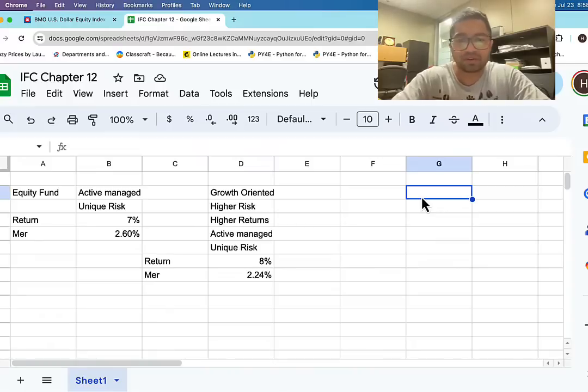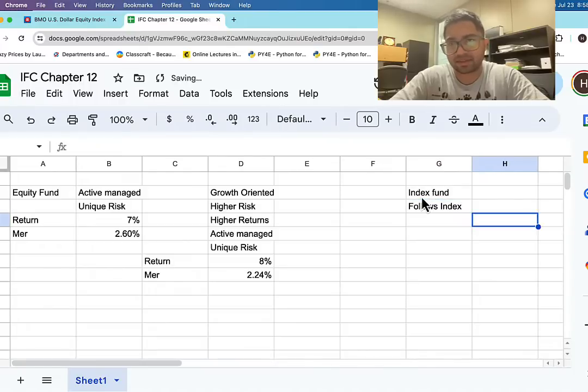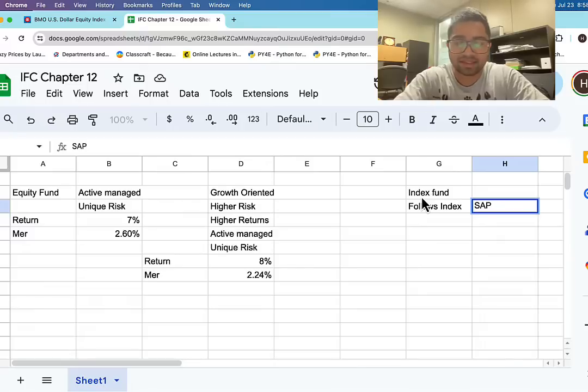Then we saw the third one, which was the index fund. So what do they do? They follow a particular index. So they invest in companies that are present in an index. So what indices are available in Canada? We have different indices. We have Canadian indices, like S&P TSX 60. It comprises the top 60 companies in Canada.